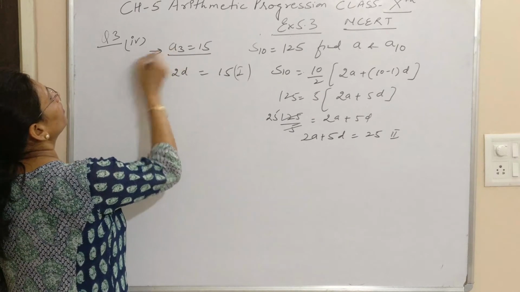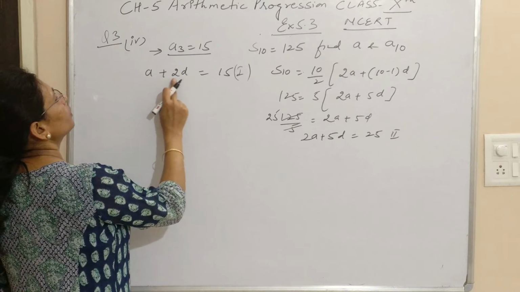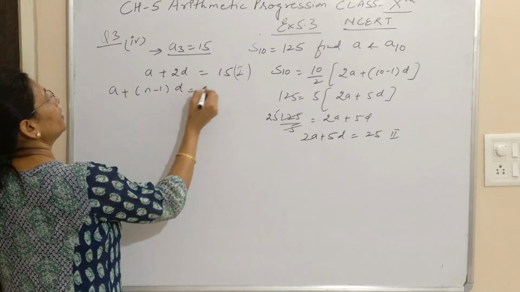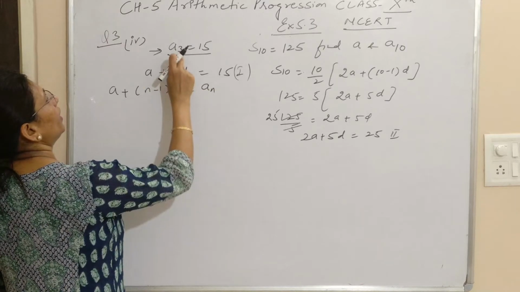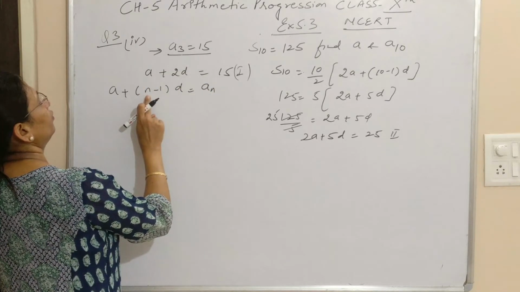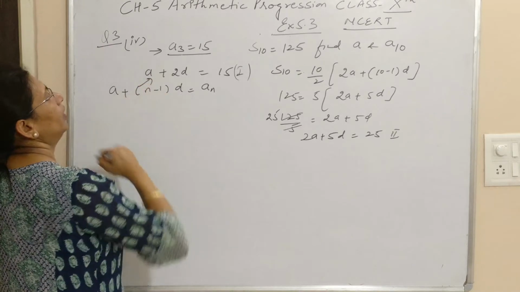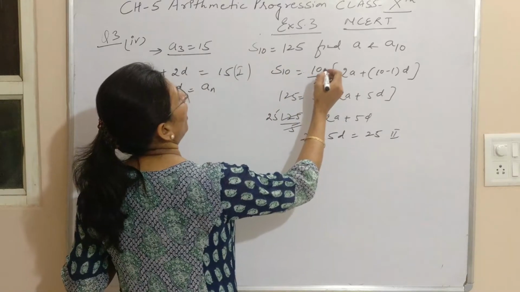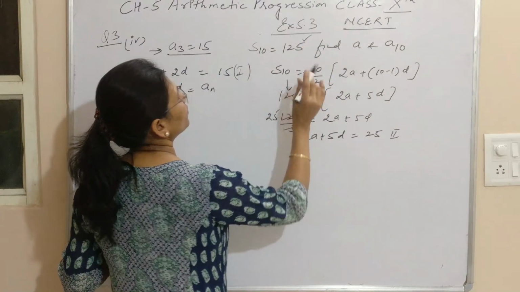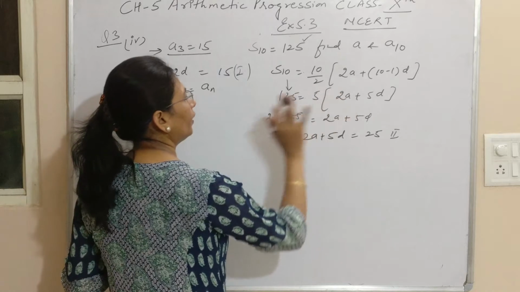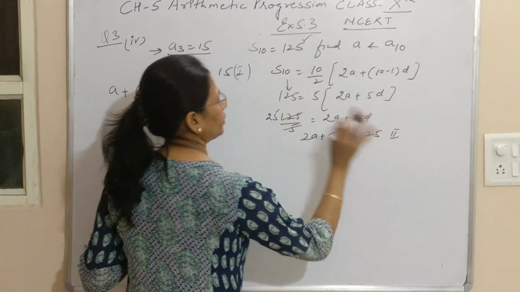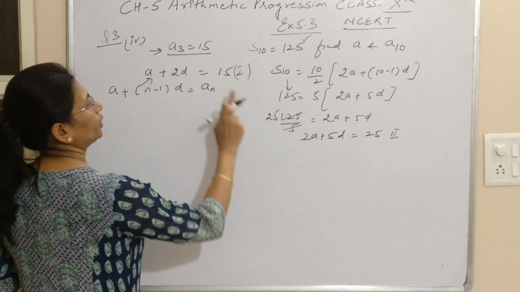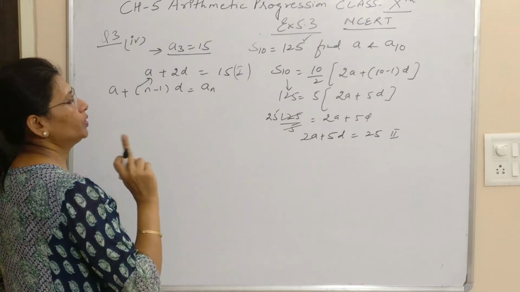So a3, that is the third term, can be written as a plus 2d is equal to 15. How? You know the formula. This is an. n is 3, you will put 3 here and here also you will put 3, so you will get this equation. This is 15. Now moving to the next, n is 10, this is 10 and this is 125. So I am just substituting the value. Once you substitute the value, we'll simplify and you get this equation. Now here, this is the first equation, this is the second equation. So you can see we have 2 equations in 2 variables.